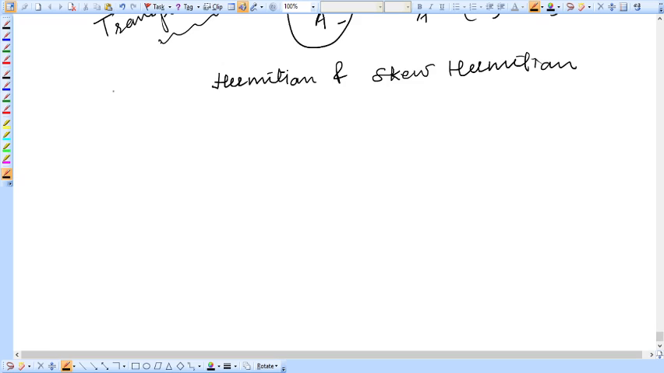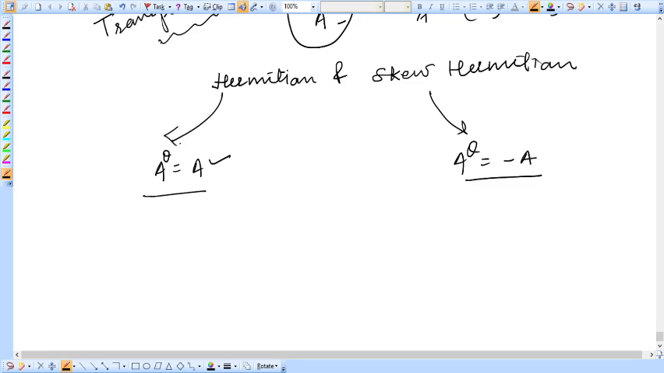Symmetric and skew symmetric are the types of matrix when the entries of the matrices are real numbers. But Hermitian and skew Hermitian matrices come into the picture when we are working with matrices whose entries are complex, right? Same is the case here. If A theta is equal to A, then the matrix is known as a Hermitian matrix. If A theta is equal to minus A, then this matrix is known as a Skew Hermitian matrix, right?